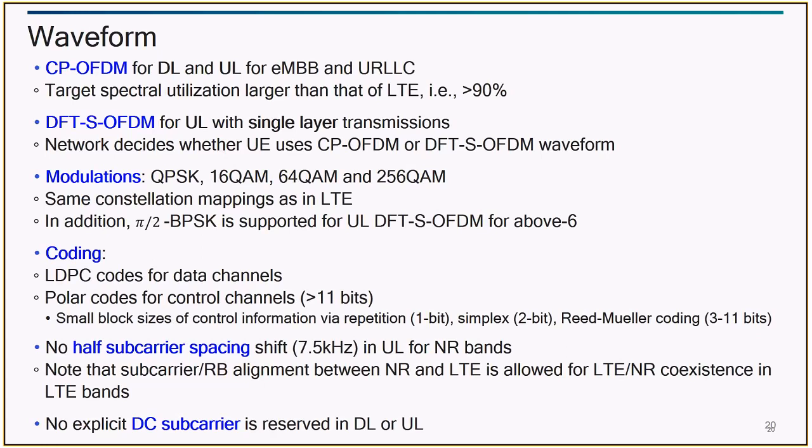There is no explicit DC subcarrier. We used to have that central 15 kilohertz carrier in LTE, which is blank, a null. There is nothing of that sort in 5G NR. So that is another challenge for a UE because it cannot come to know the center of the frequency.